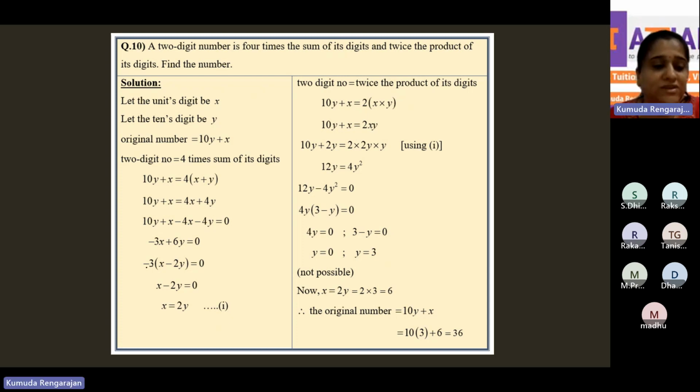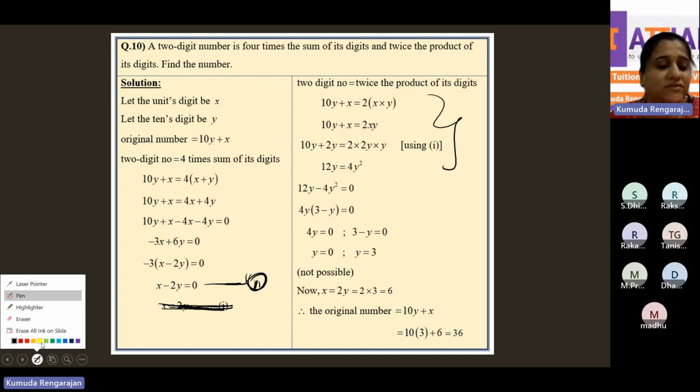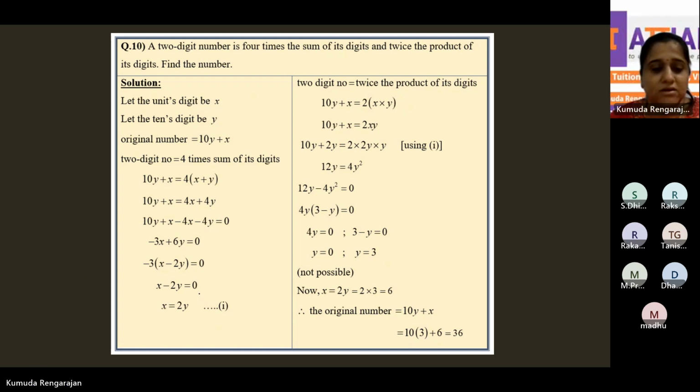So online students, this minus 3 goes for division to the other side, so 0 by minus 3 becomes 0. Actually, you will not know that you have to write x is equal to 2y, so probably you would have stopped here at x minus 2y is equal to 0. Then after working the second equation, you will come back here and write x is equal to 2y.